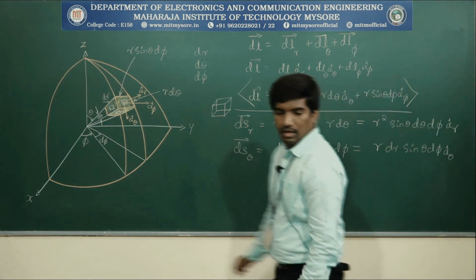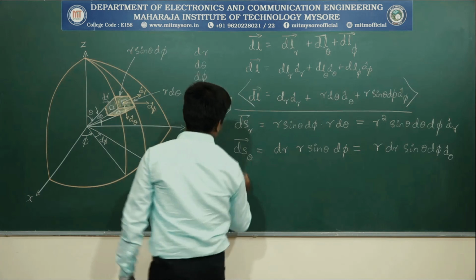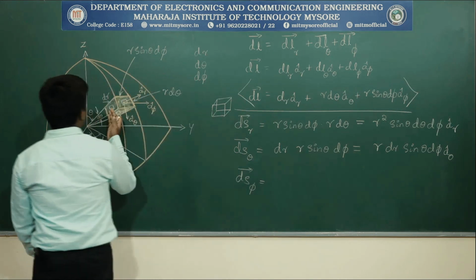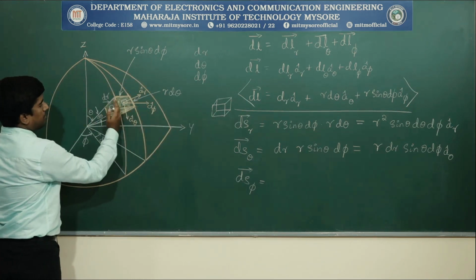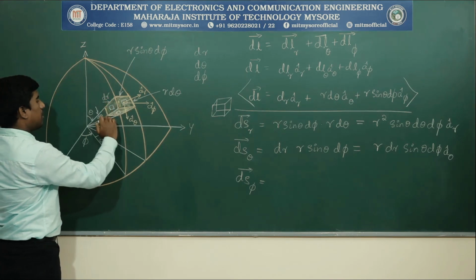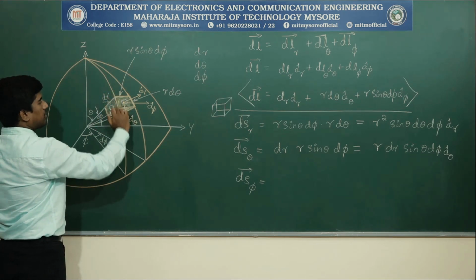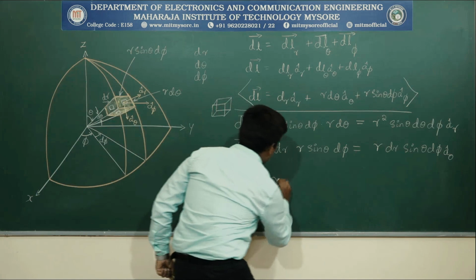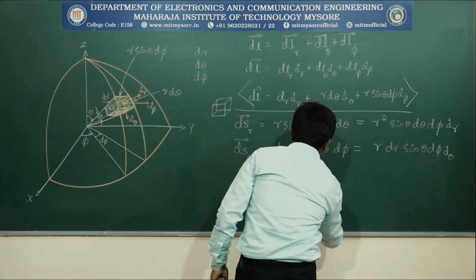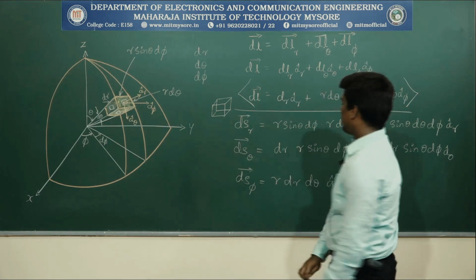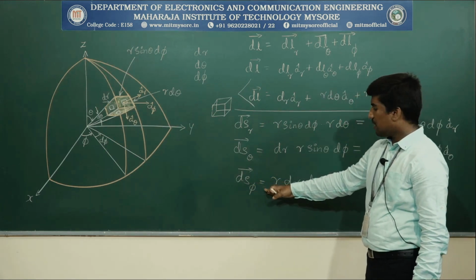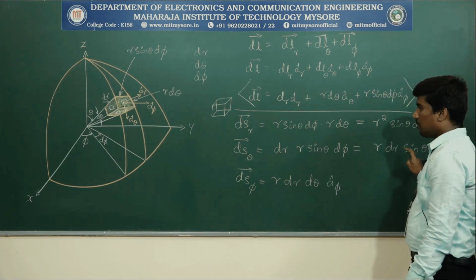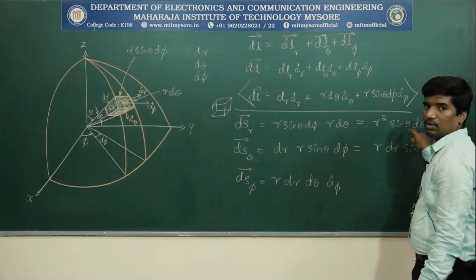Okay. Now coming to the third one, that is differential surface area along phi. This can be represented as, which face we need to consider? This one. This face I need to consider, the side face. For this one, length into breadth. This face is equivalent to r into d theta. This one is dr. Therefore, r into dr into d theta into a cap phi. This is the differential surface area with respect to phi. This is the equation for differential surface area with respect to theta. Differential surface area with respect to r.